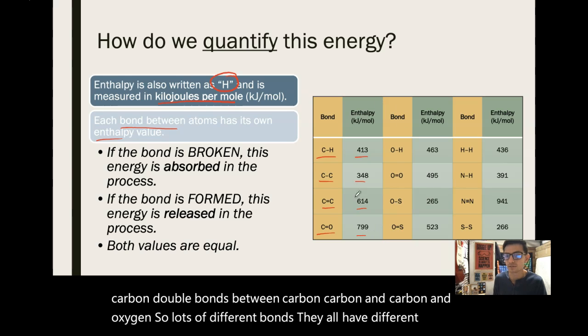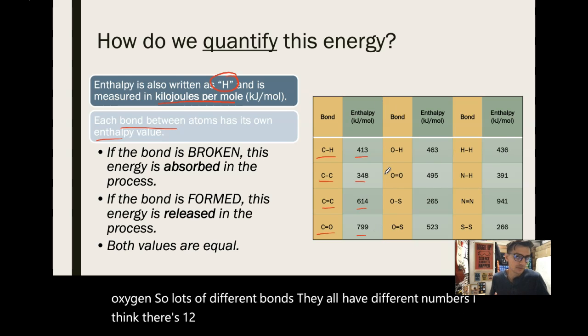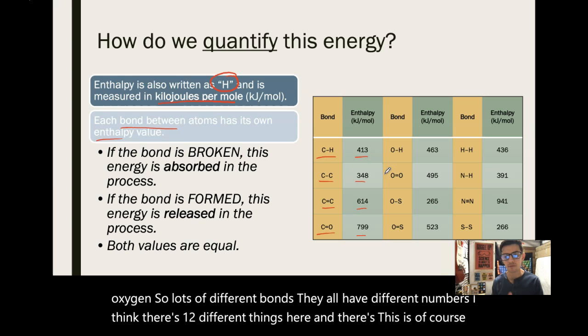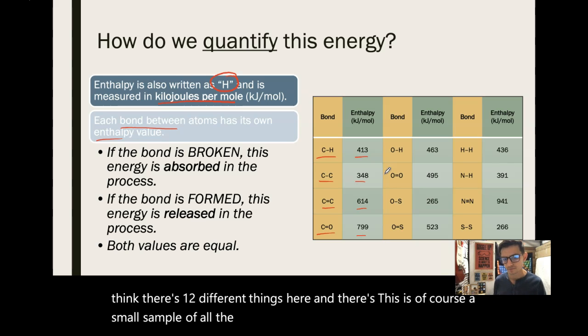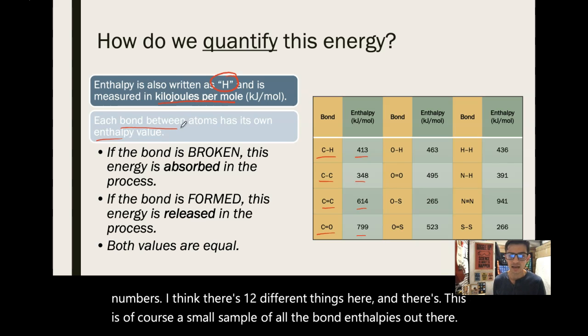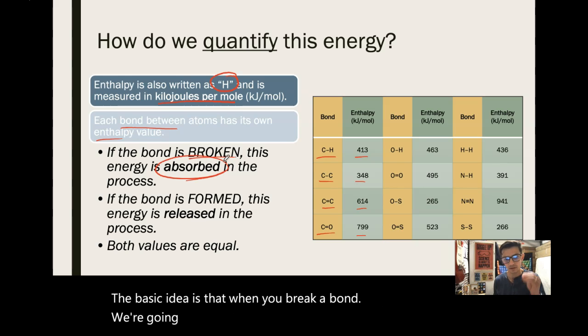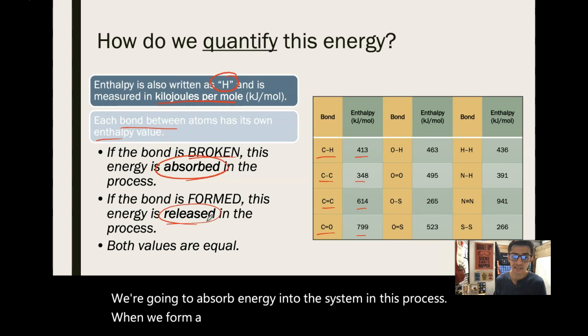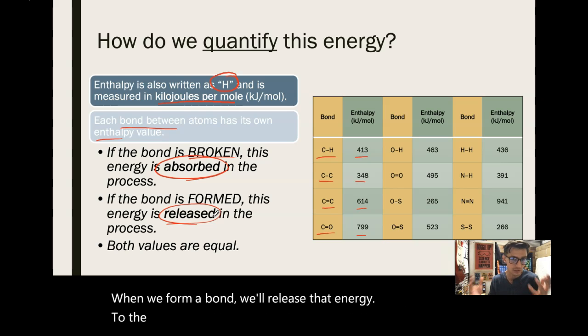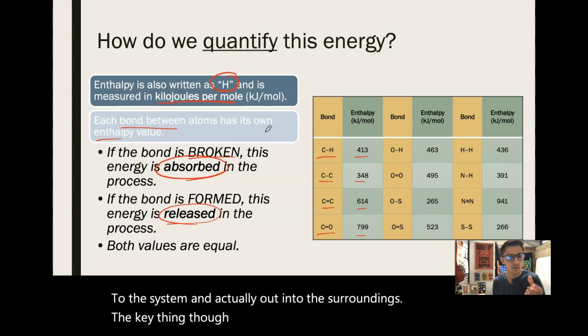I think there's 12 different things here, and this is of course a small sample of all the bond enthalpies out there. The basic idea is that when you break a bond, we're going to absorb energy into the system in this process. When we form a bond, we'll release that energy to the system and actually out into the surroundings. The key thing, though, is that no matter which way you go, both values are actually equal.